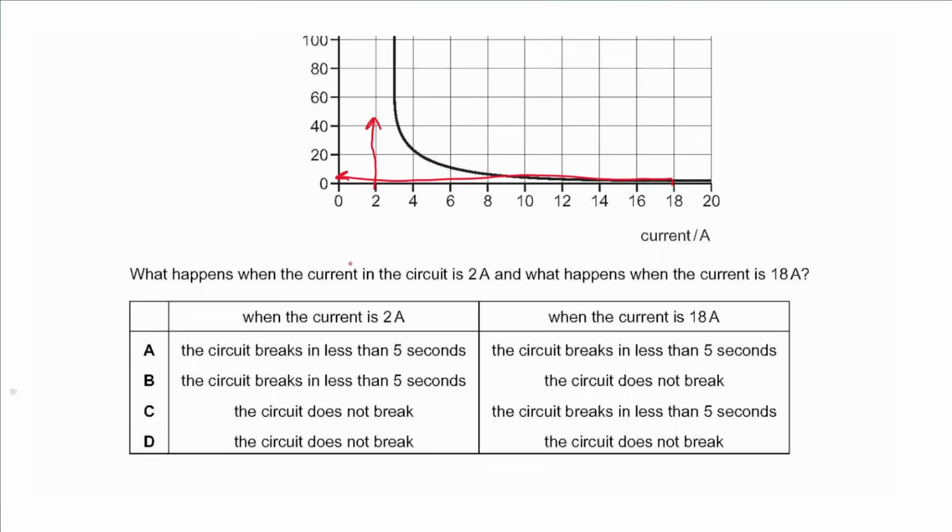So the choices are: 2 amperes, the circuit breaks? No, the circuit does not break. When the current is 18 amperes, the circuit breaks in less than 5 seconds? Yes, the very short time. So the correct answer here is C.